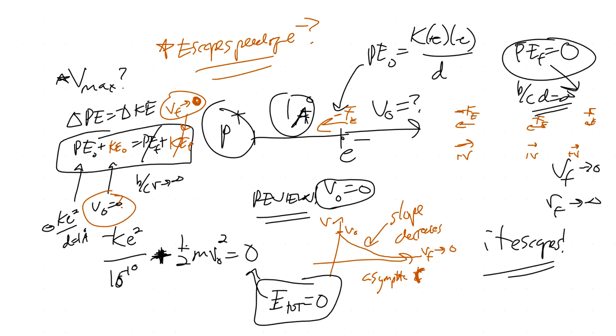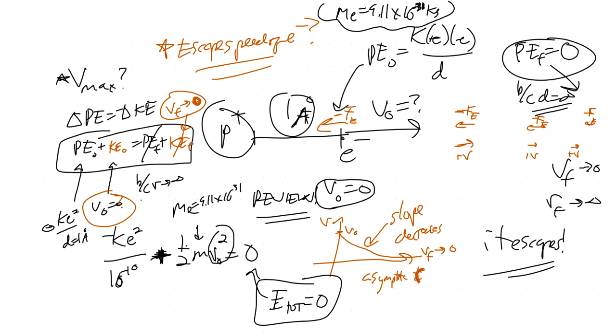And I can actually solve now. I plug in the mass of an electron. The mass of an electron, let's squeeze that up here, is 9.11 times 10 to the negative 31 kilograms. That's a 31. That's crazy. And so I plug in the mass of an electron here, 9.11 times 10 to the negative 31, and I can solve for initial velocity. Everything else I know. I know charge, I know K, I know this, I know mass, I'm good.